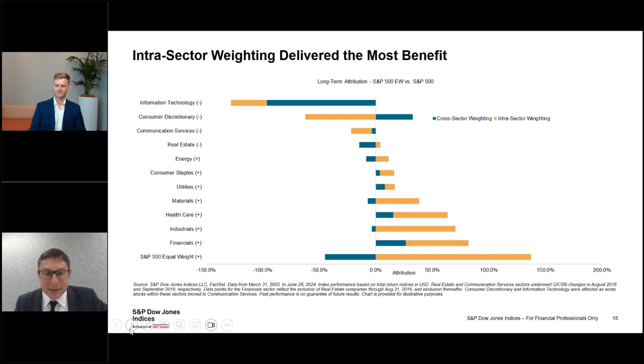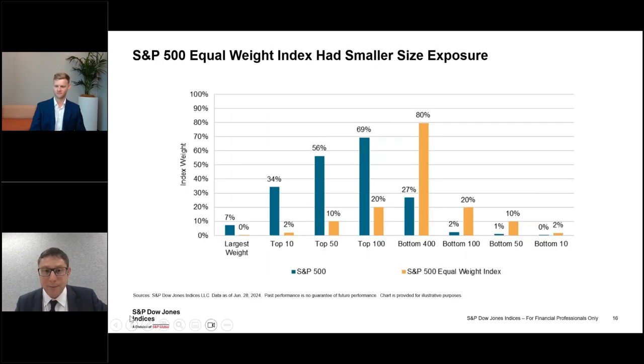But from sectors to factors, most obviously and somewhat reassuringly, there is a size component, a smaller size component, to equal weight's performance.